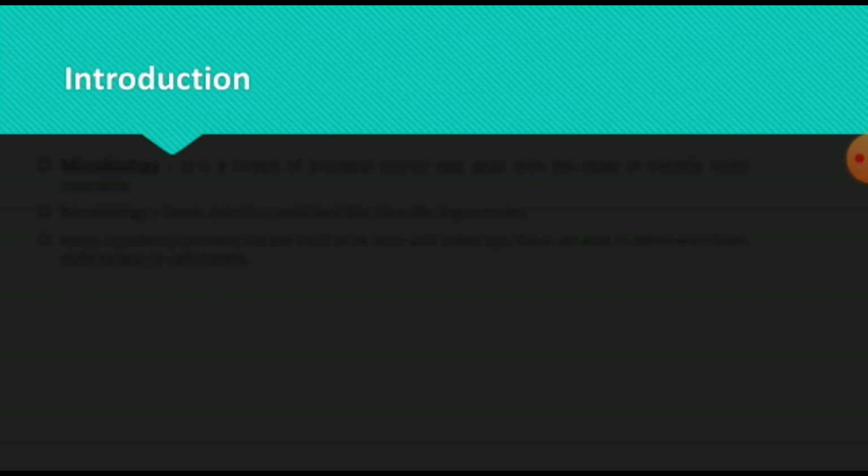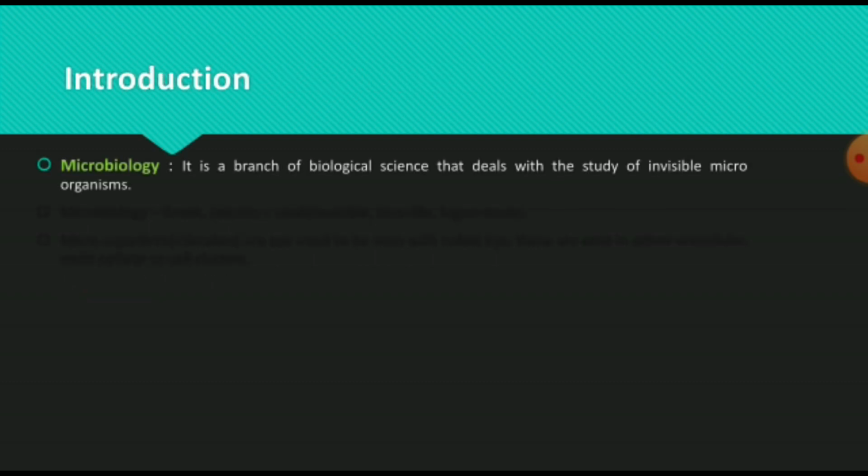Let us know what is microbiology. Microbiology is the study of invisible microorganisms. It is a branch of biological science. The word microbiology came from Greek. In Greek, micros means small or invisible. Bios means life. And logos means study. So, study of living small or invisible organisms is called microbiology.